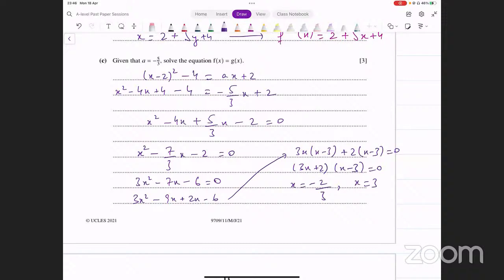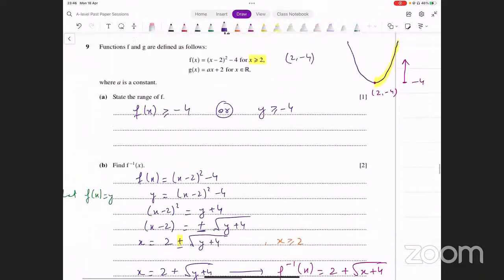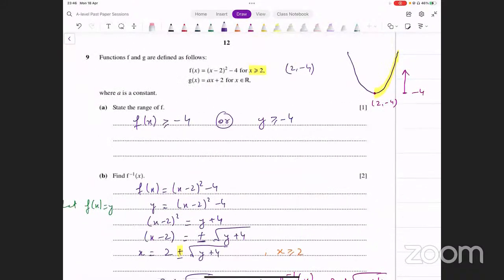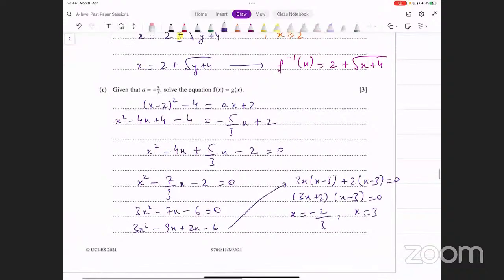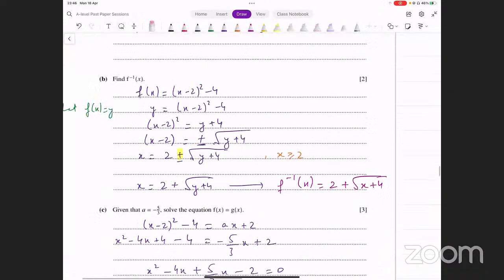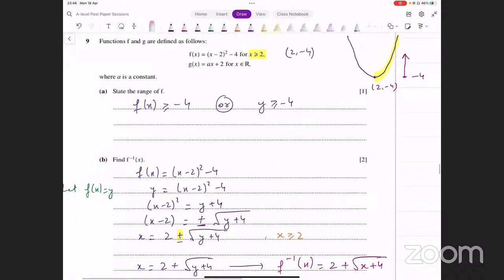Now, stop at this point. Stop at this point and remember हमने यहाँ पे कोई domain use की थी. यहाँ पे लिखा हुआ था x greater than or equal to 2. हम कौन सी equation solve कर रहे हैं? We are solving the equation f of x equals g of x. Function f तो valid ही तब है when x is greater than or equal to 2. Less than 2 values के लिए तो function valid ही नहीं है.